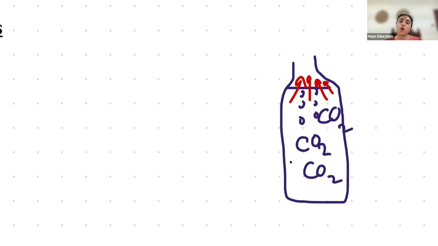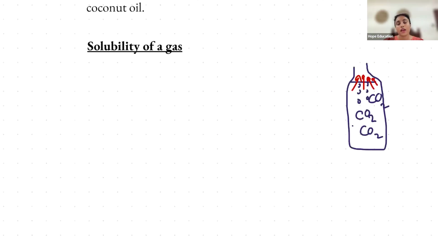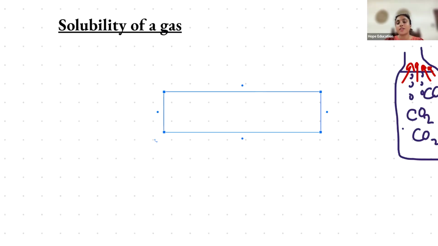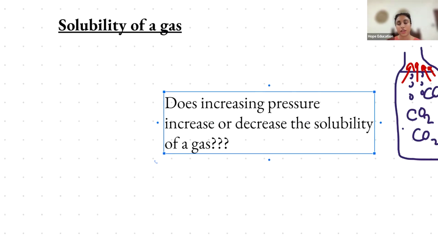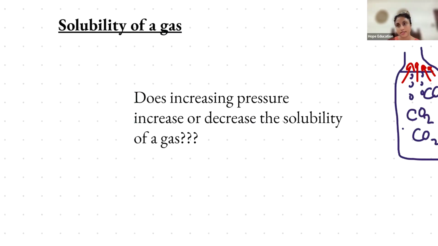Okay. So I have a question, about what we just discussed. Does increasing pressure increase or decrease the solubility of a gas? When you increase the pressure, does the solubility of a gas increase or decrease?